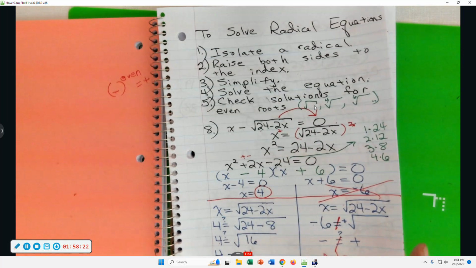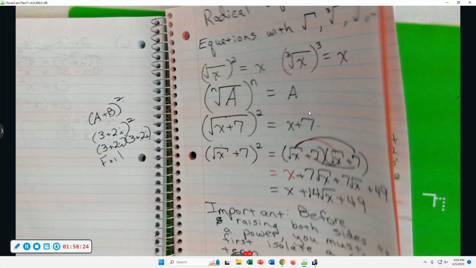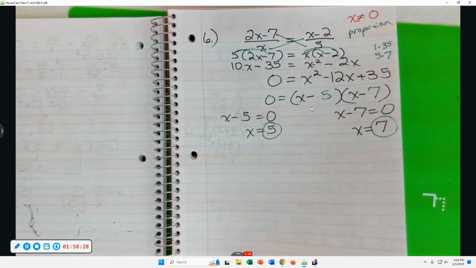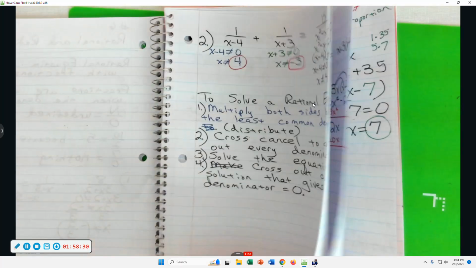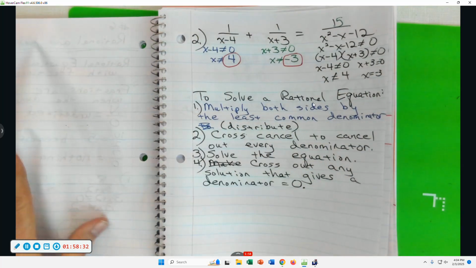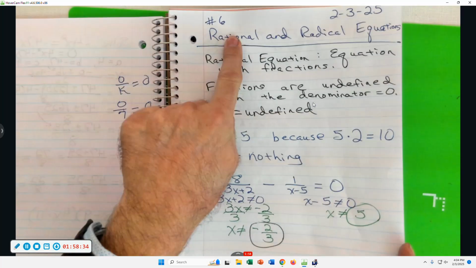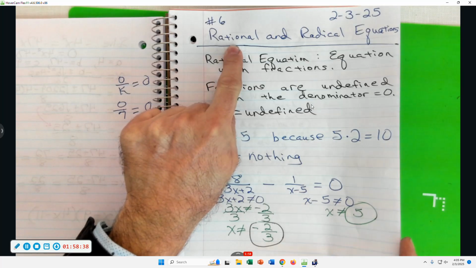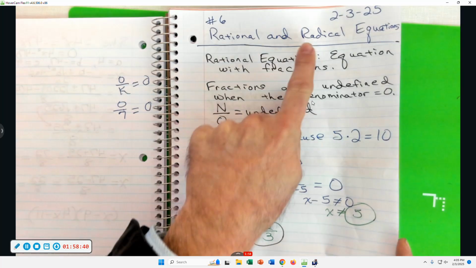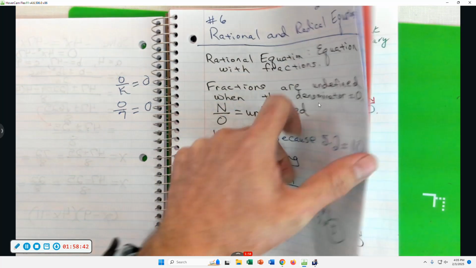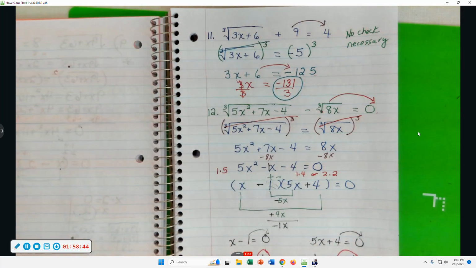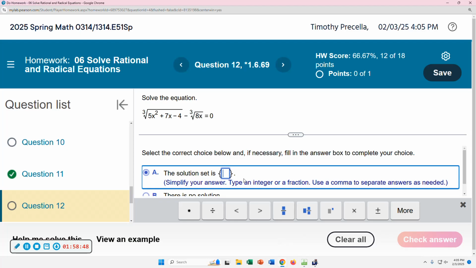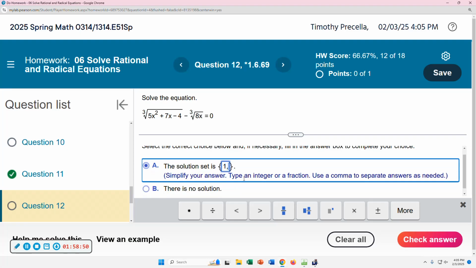There are two types of problems in this assignment. Ones with fractions, that's the rational equation. In algebra, they always make it fancy. They say rational instead of fractions. So we have the rational equations, that was the first ones, and these are the radical. Okay? Oh, wait, I didn't type in the answer. What was it? 1 comma negative 4/5.